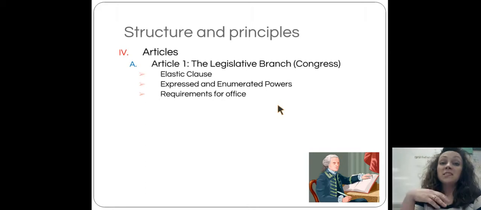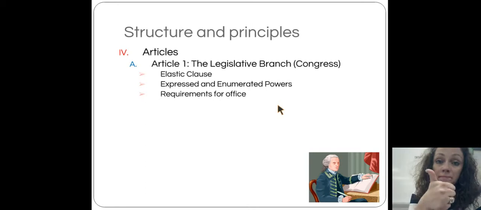To be a senator, you have to be at least 30. You have to be a resident of the state you're going to represent. And you have to have been a citizen for at least 9 years. Okay, so pause me and rewind me if you need to.